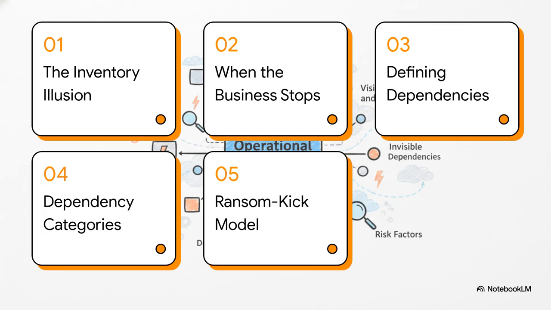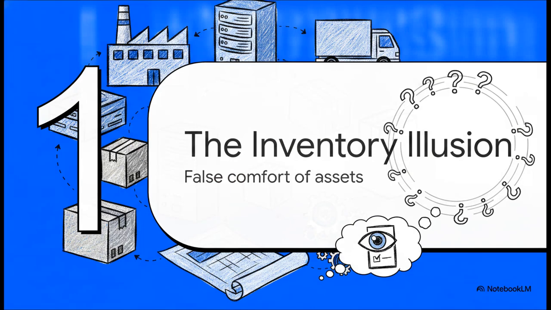In this explainer, we're going to take a bit of an executive journey. We'll start with the inventory illusion, look at what happens when the business unexpectedly stops, define what invisible dependencies actually are, categorize them, and finally introduce the Ransom-Kick Resilience Model. Let's jump right into Section 1, the inventory illusion, or the false comfort of asset lists.